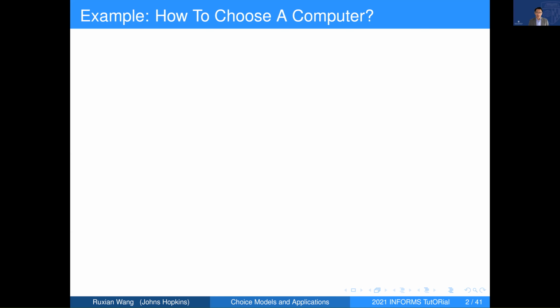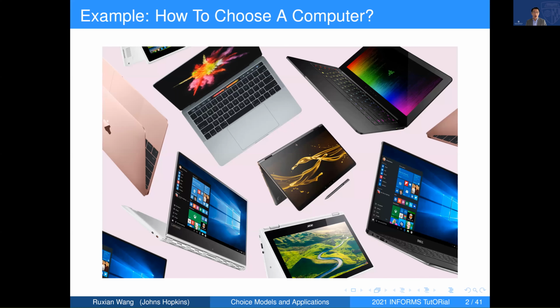I think nowadays it's fair to say we make choices every day. Think about a scenario. You want to purchase a computer. There are many options. Which one are you going to choose? Which one are you going to buy? Different computers have different features at different prices.